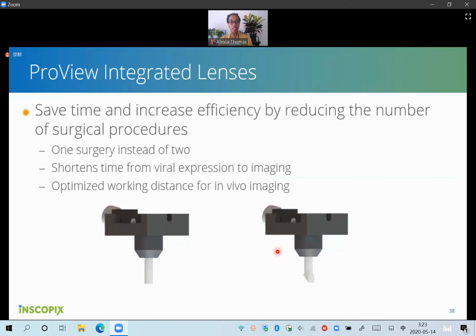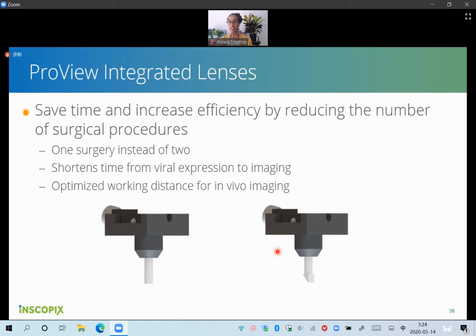So the key benefit, again, like I stated, is increasing your efficiency by reducing the number of surgical procedures. It's one surgery instead of two, which was normally lens implantation and base plating, but now together in one surgery. And it also shortens your time from viral expression to imaging. If we go back to Alexia's talk, she had mentioned, for example, after base plating, typically you would wait about a week before you image. This would be shaved off because this step is done together.